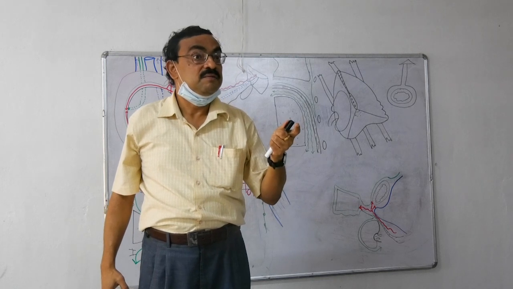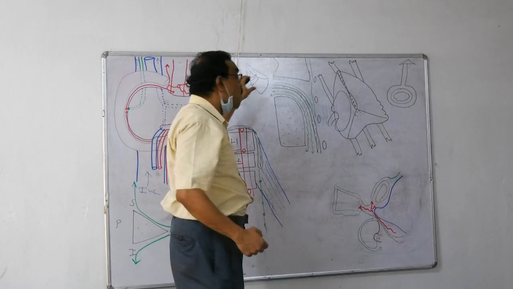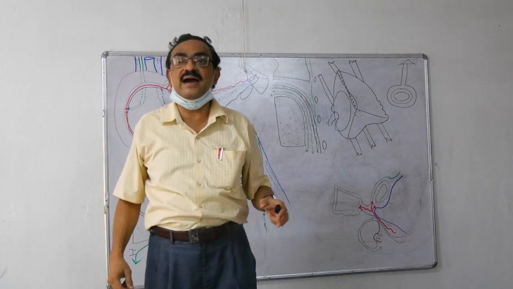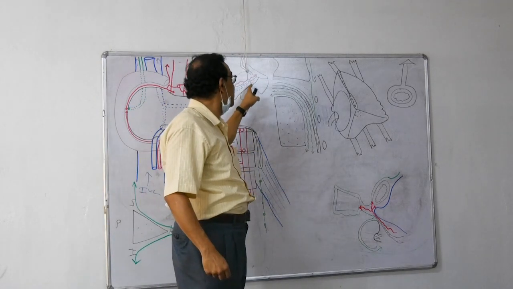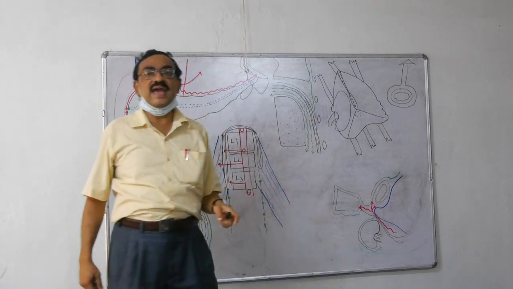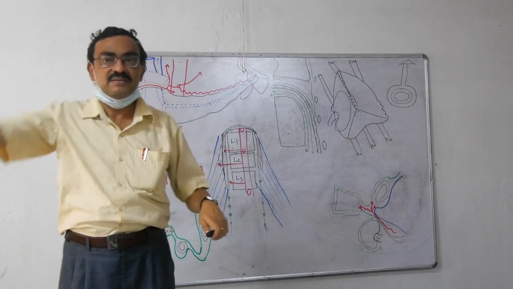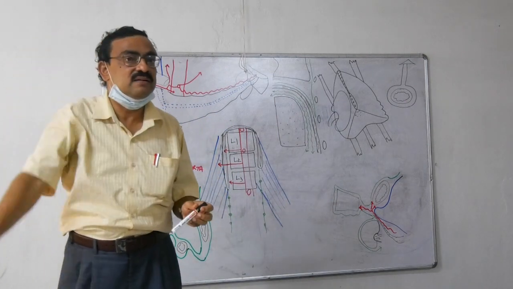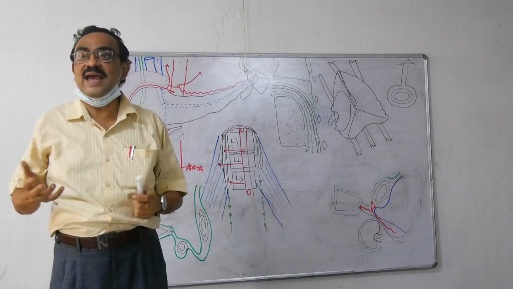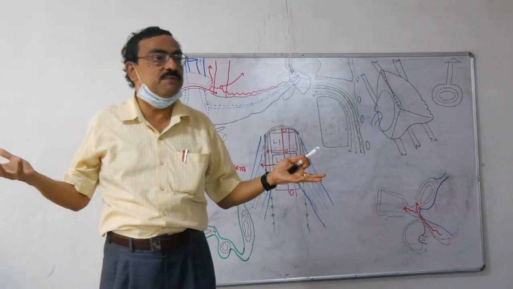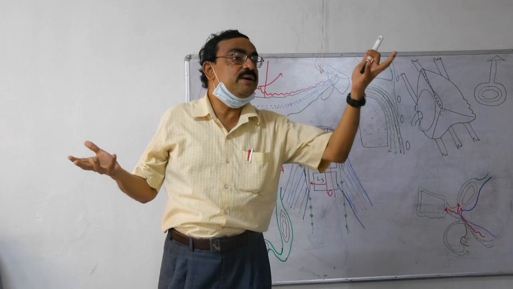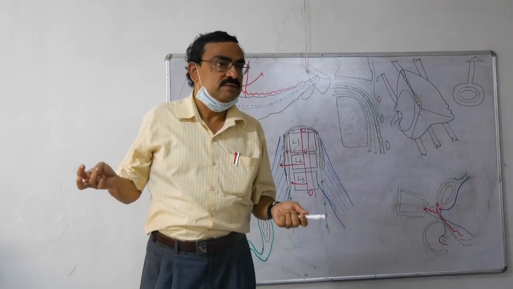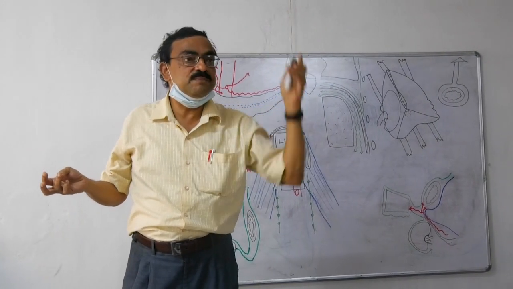Why? Because most of the islets of Langerhans are situated over the tail. So if they sacrifice or if they cut the tail, then the patient will suffer from diabetes mellitus. Diabetes mellitus. Why?